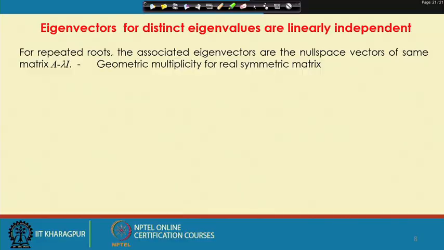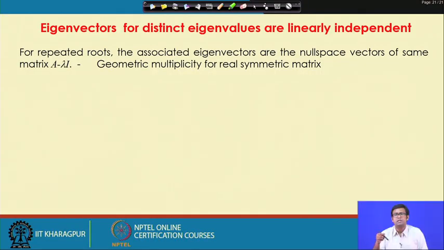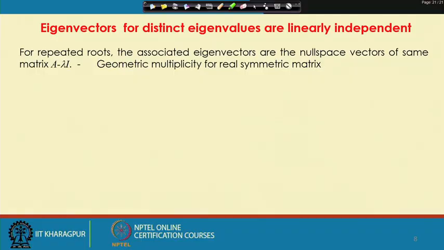So, we discussed distinct eigenvalues and repeated eigenvalues as the roots of the characteristic polynomial. For repeated roots, the part where we ended, the associated eigenvectors are null space vectors of the same matrix A minus lambda I. So, there is one lambda which is arising more than once, thrice for example, as the solution of the polynomial equation.